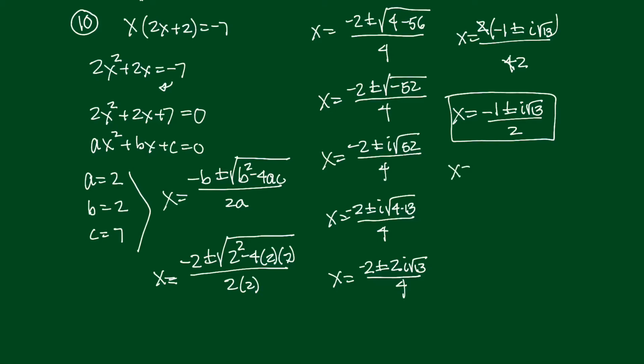And if you like, how about this? You could write it as negative 1/2 plus or minus square root of 13 over 2 i, if you like that, because it's in the form a plus bi.